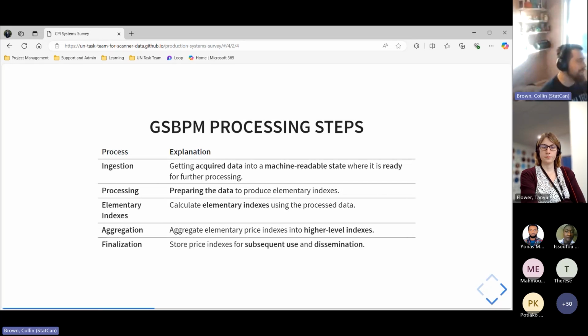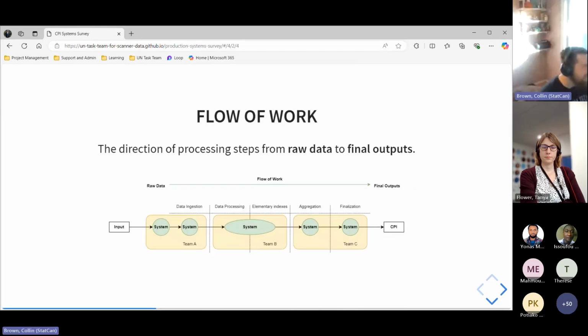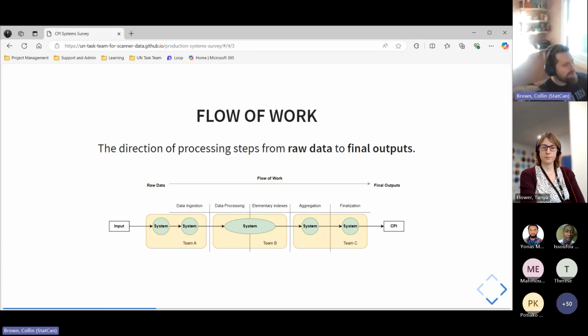And then we have this finalization step. So storing those price indexes for future use, and then of course disseminating, so you can communicate some important information about how the prices have changed over time. So yeah, those steps we're mapping onto what we're calling that flow of work.